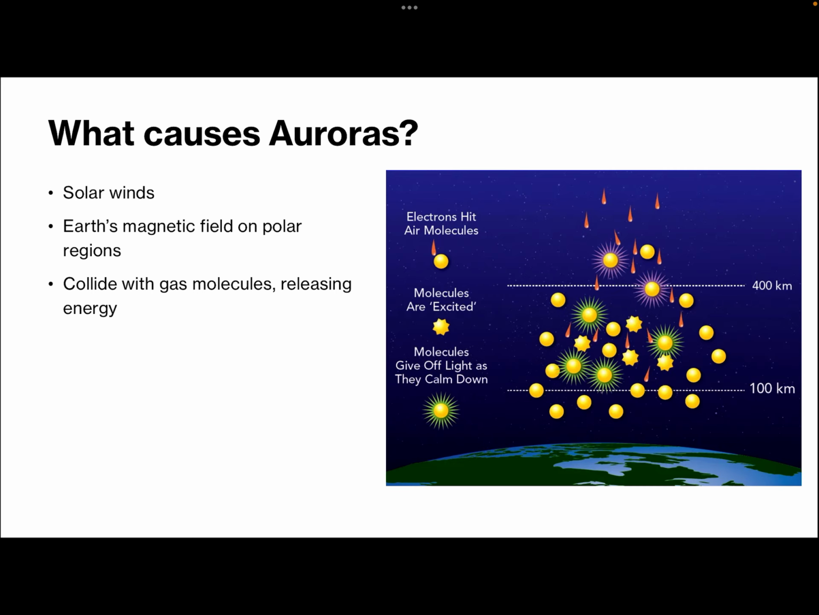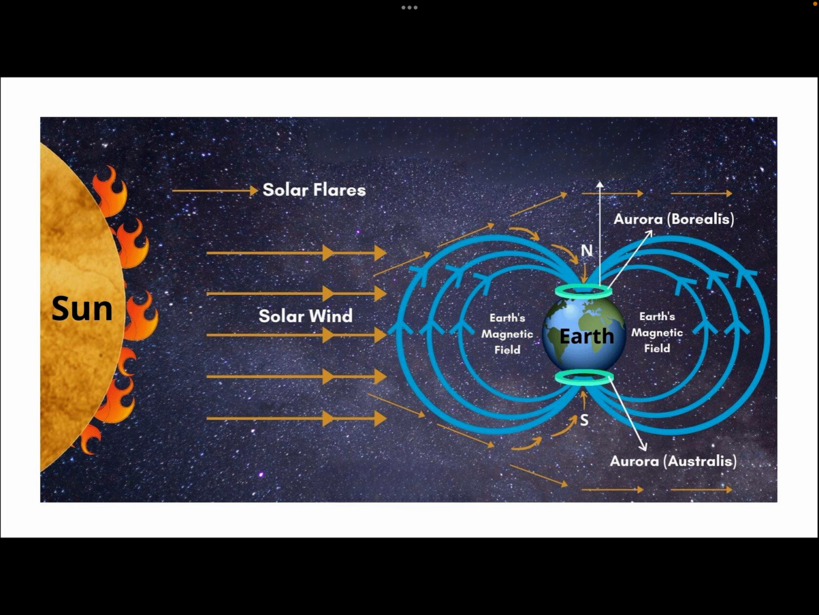So right here we can see the solar winds hitting the molecules. Then we have energy being released as light. We have another diagram here. This is more of what happens.